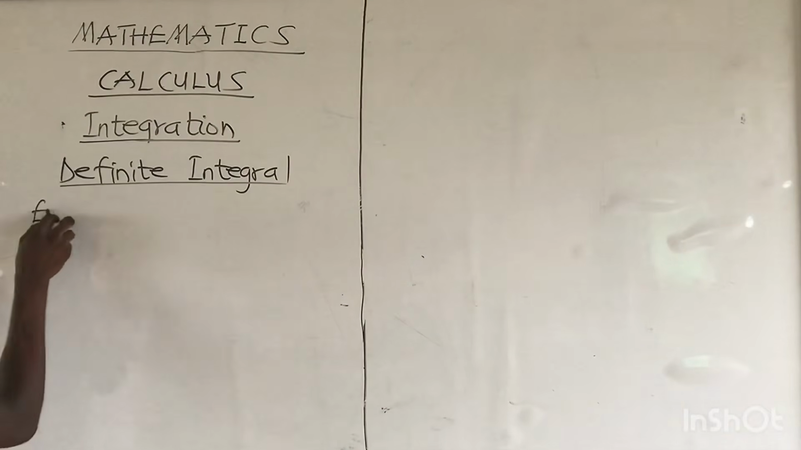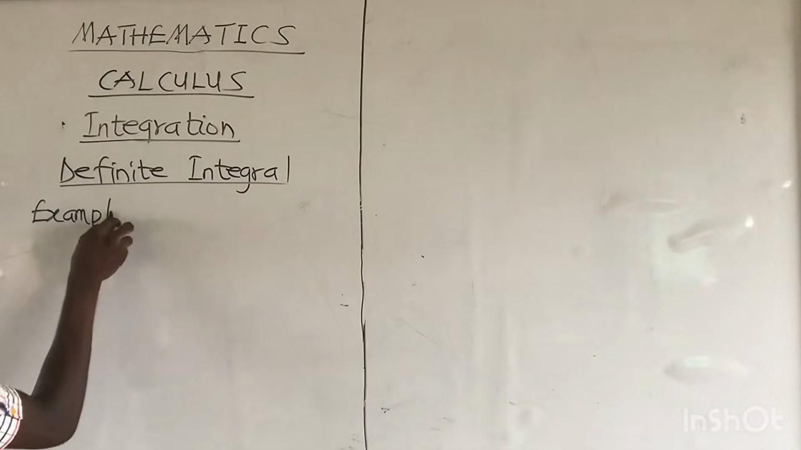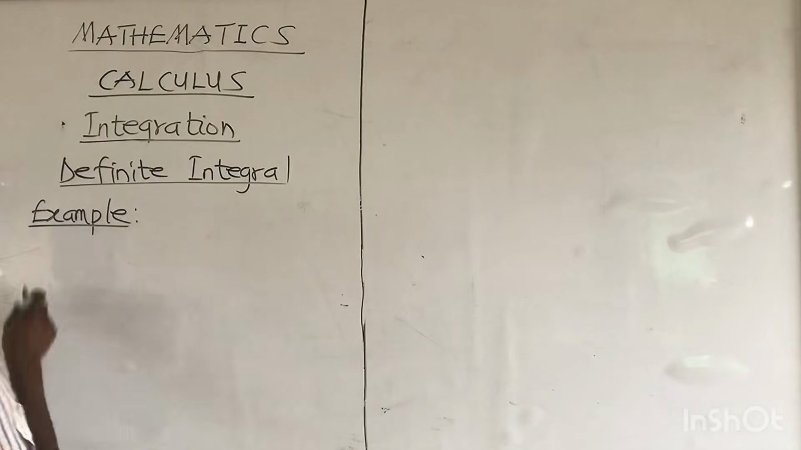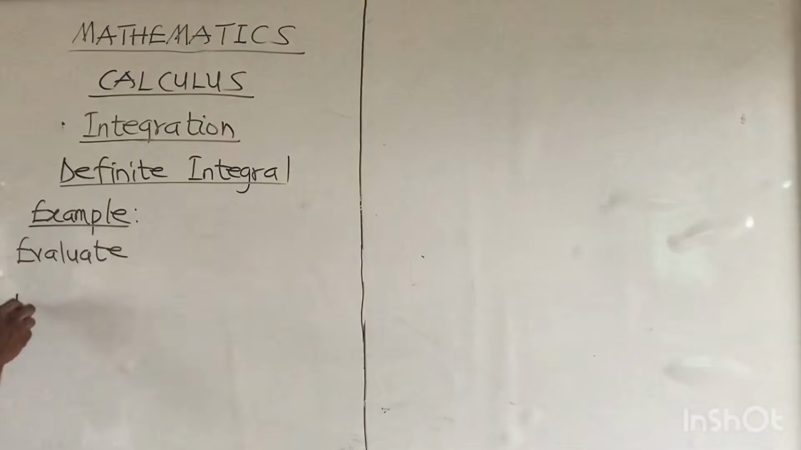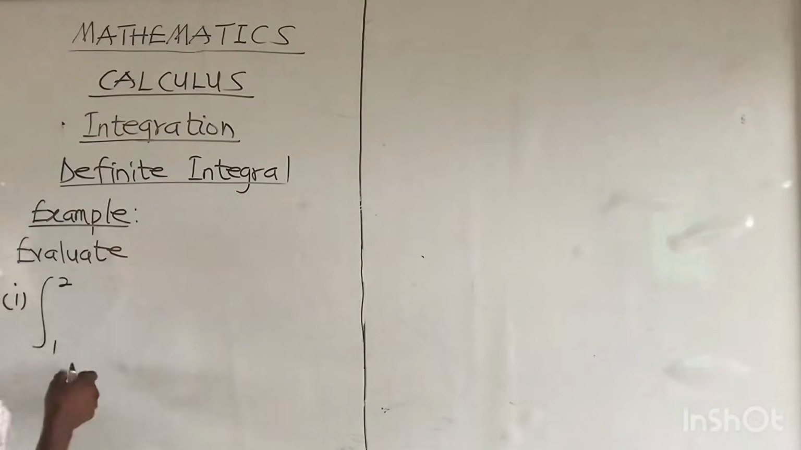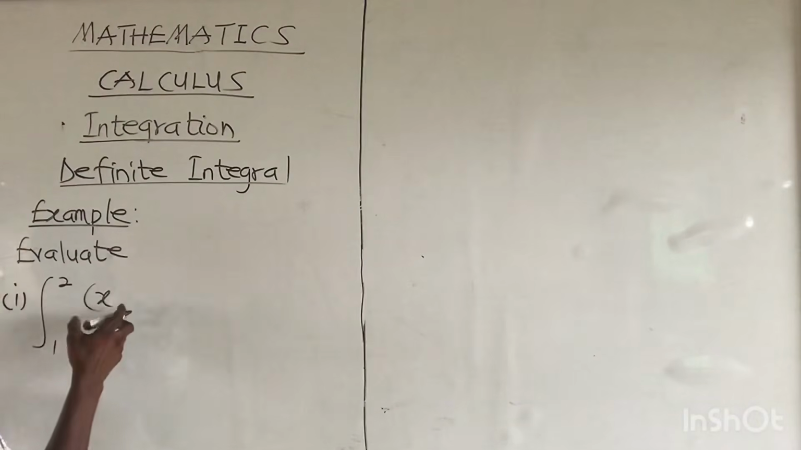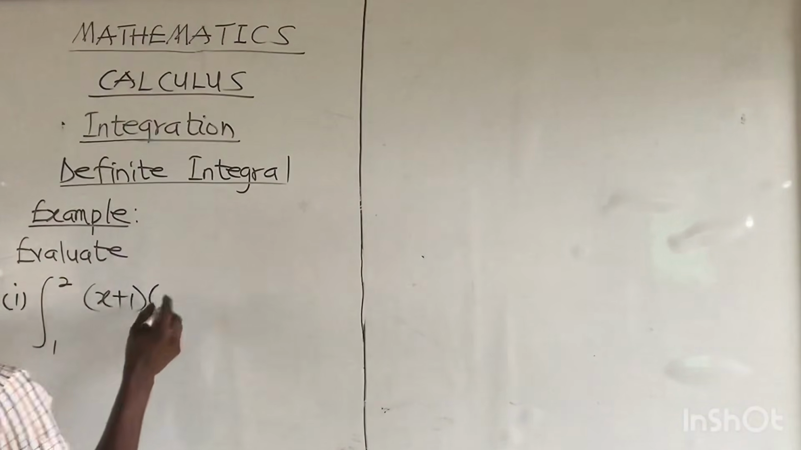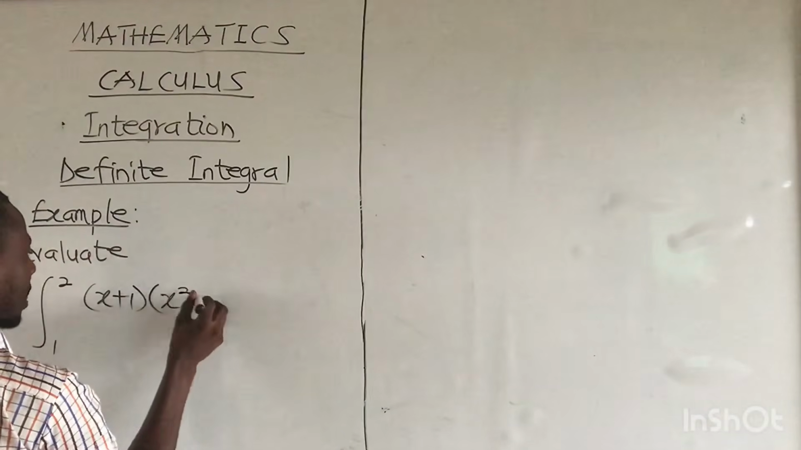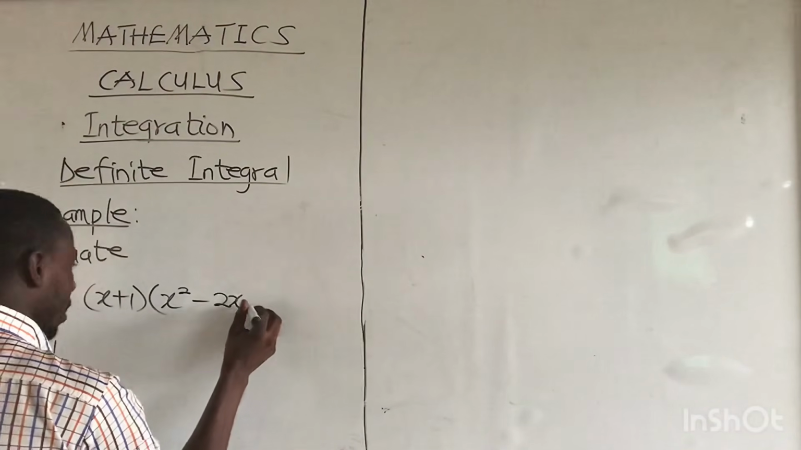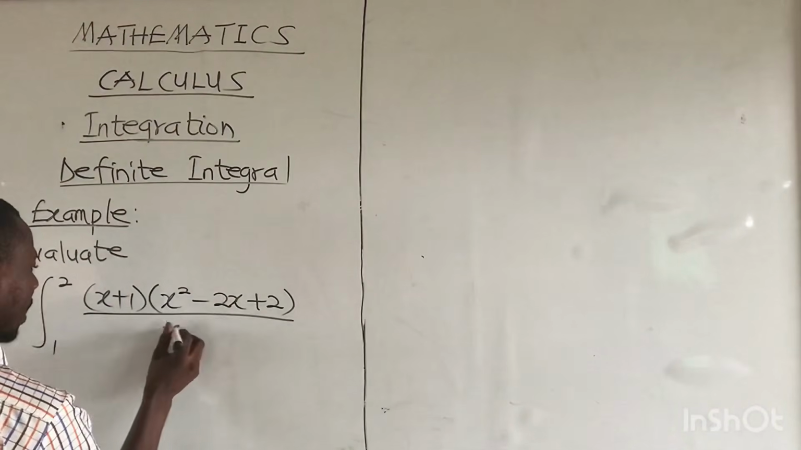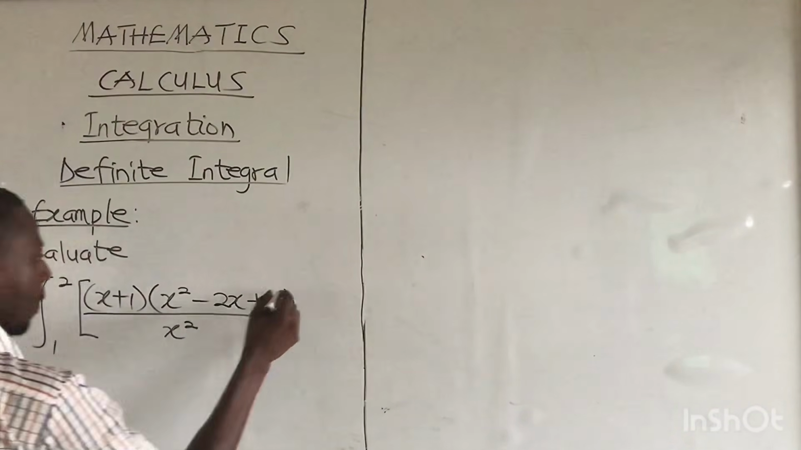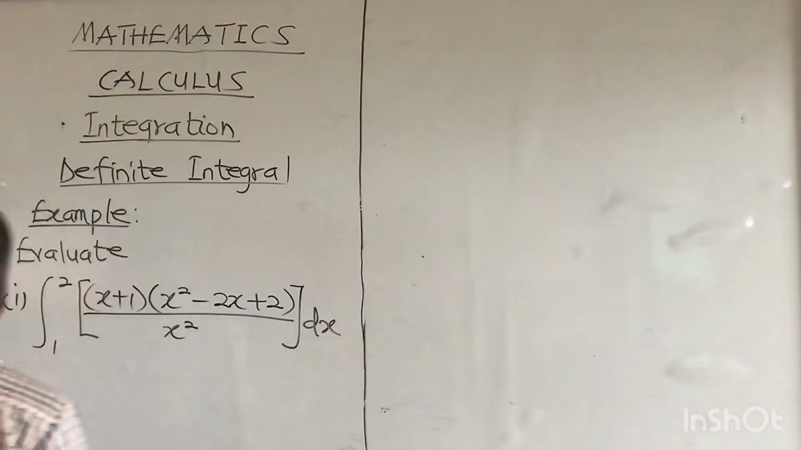Example: evaluate the integral from 1 to 2 of (x + 1)(x squared minus 2x plus 2) all over x squared dx.